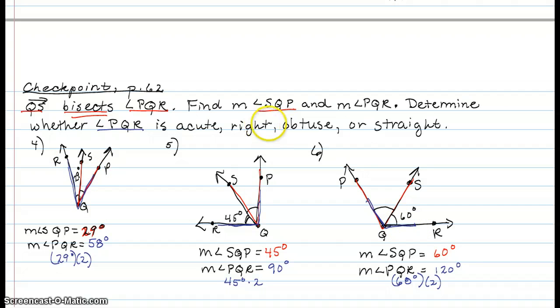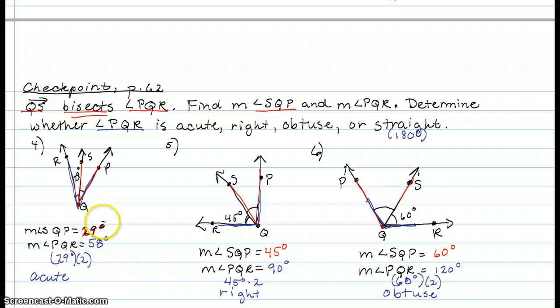Is it acute, right, obtuse, or straight? Acute angles are less than 90 degrees. 58 degrees is less than 90 degrees, so it's acute. PQR is 90 degrees. It's exactly 90 degrees, so it's a right angle. Just a review of what we already know. And angle PQR here is greater than 90 degrees, but less than 180 degrees. Straight angles are 180 degrees exactly, they form a straight line. So this is obtuse, because 120 degrees is less than 180 degrees and more than 90 degrees.